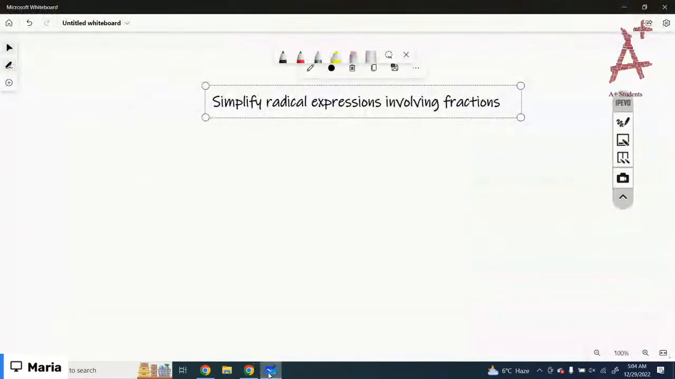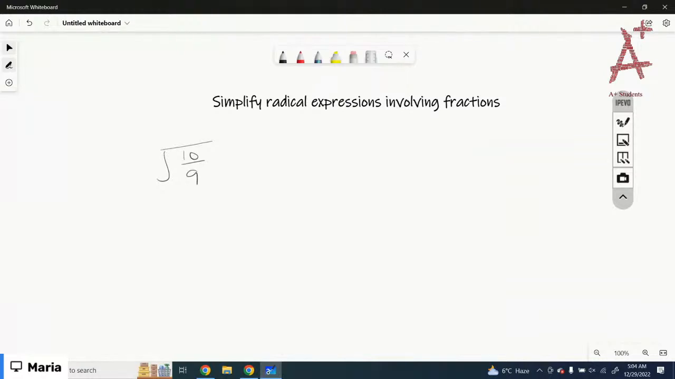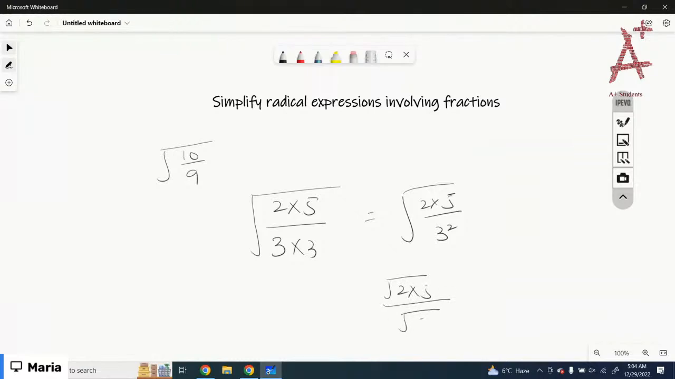So you have to write the numbers as their prime factorizations. It'd be square root 10 divided by 9. So just write down both the numbers as prime factors. So the prime factors for 10 are 2 times 5 and the prime factors of 9 are 3 times 3. Got it? So we can write them as 2 times 5 divided by 3 square. Then we can write them as square root of 2 times 5 and square root of 3 square. Got it? Because the square root is for both numerator and denominator as well.